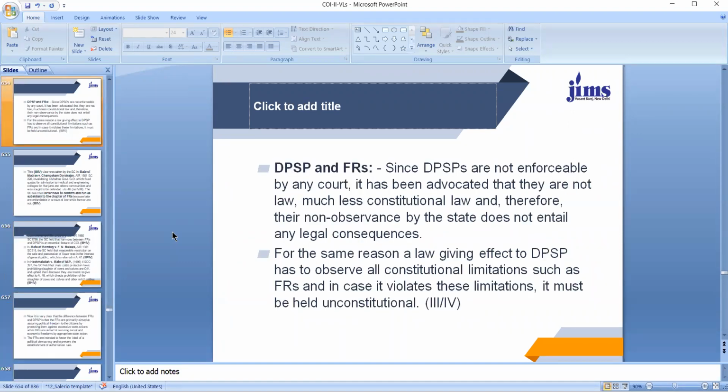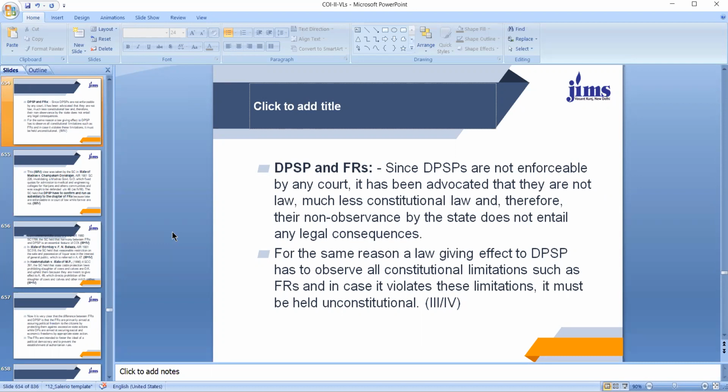Now let us see the relationship between directive principles and fundamental rights. You see, since directive principles are not enforceable in any court, it has been advocated that they are not law. They say that directive principles are not law, much less constitutional law, and therefore their non-observance by the state does not entail any legal consequences.